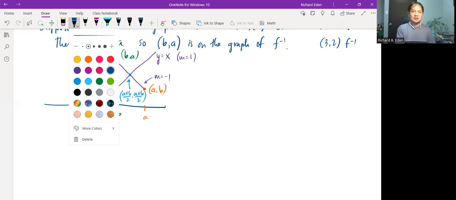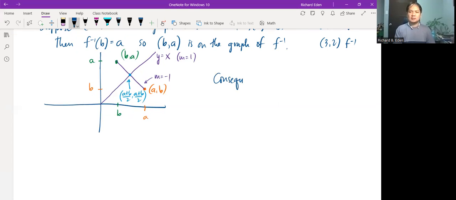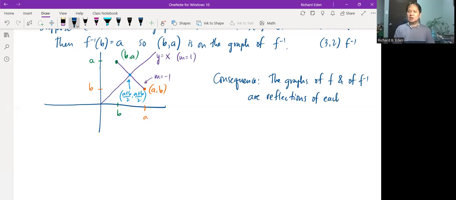So, a consequence: the graphs of F and of F inverse are reflections of each other across the line y equals x. Why? Because for any point (A, B) on the graph of F, you will find the mirror reflection (B, A), which will be a point on the graph of F inverse.